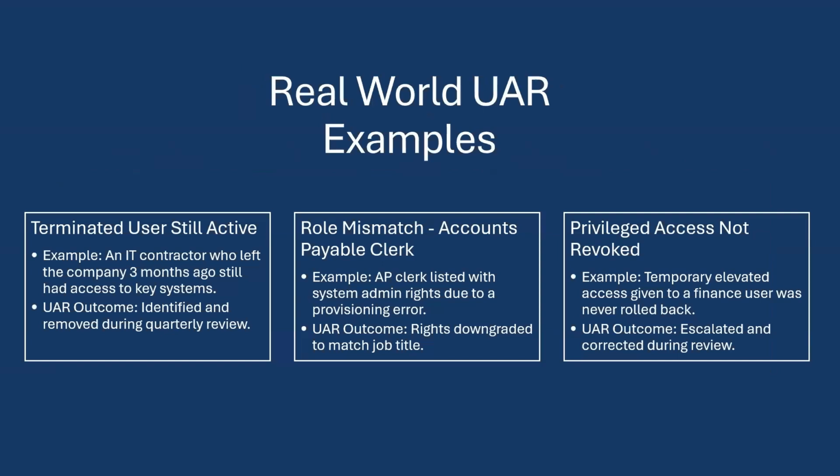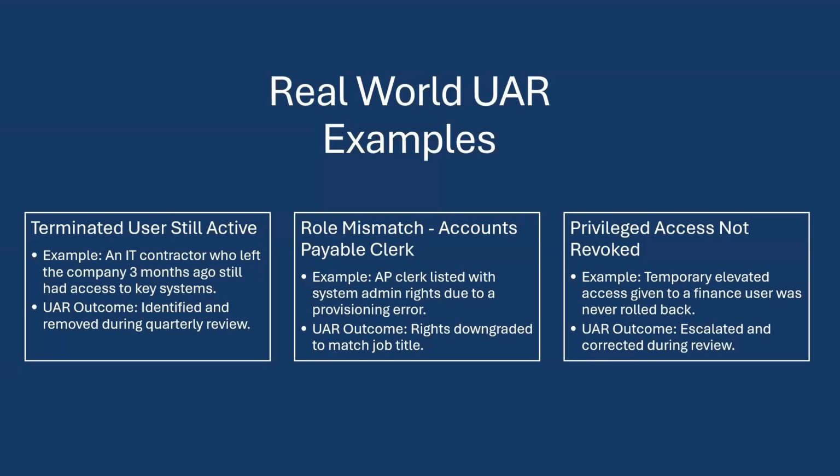Some real world examples: terminated user still active. I think I already talked about this. We don't really have to go over that. Role mismatch, accounts payable clerk getting system admin rights. You definitely want to control for that. And then the UAR outcome would be the rights are downgraded, right, to match job title.